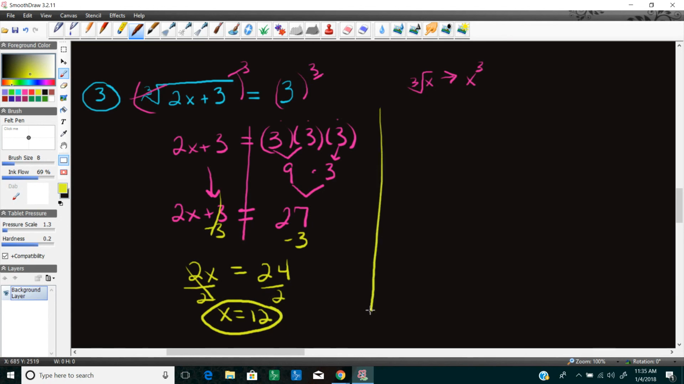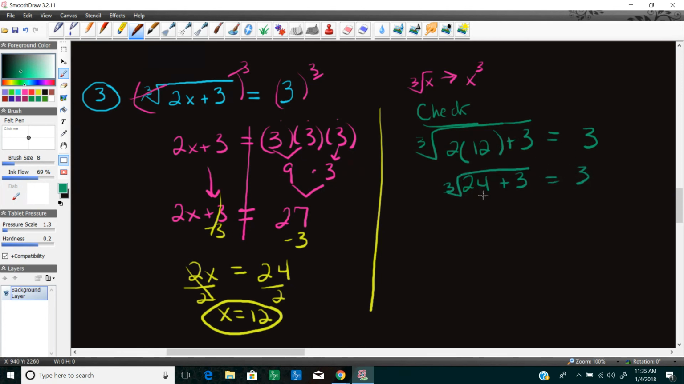Okay, let's do a quick check. I'm going to go pretty quick now. So I have the cube root of 2 times 12, because that's my x value, plus 3 is equal to 3. So let's see, 2 times 12, that's 24. 24 plus 3 is 27.